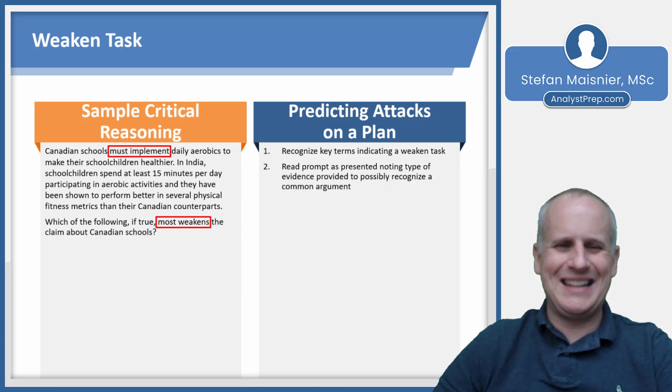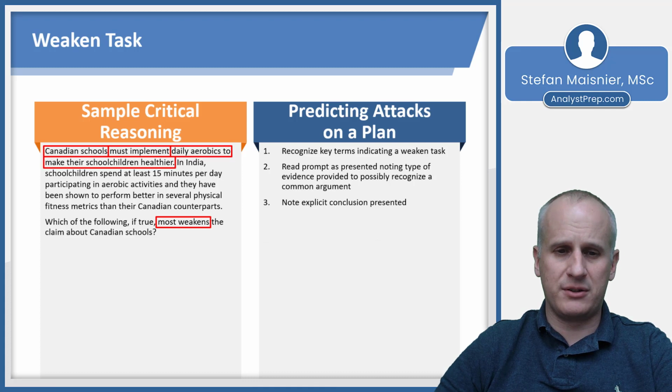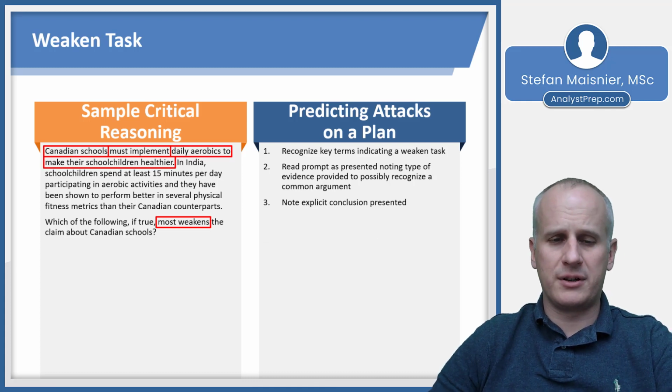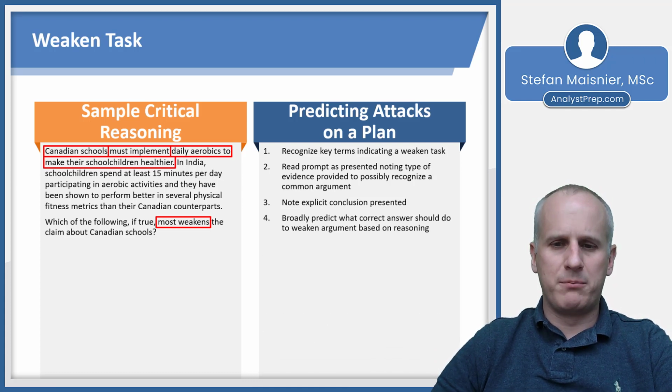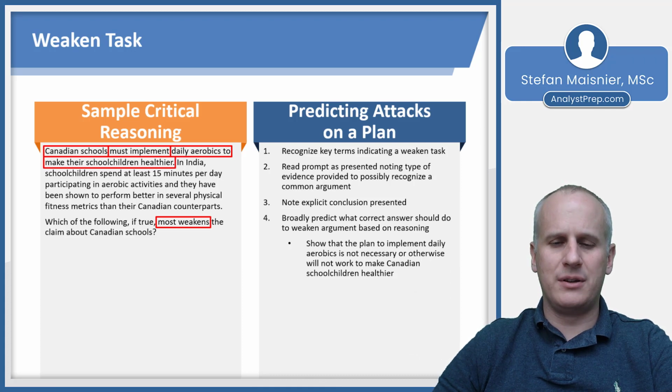Then we get the evidence. In India, school children spend at least 15 minutes per day participating in aerobic activities, and they have been shown to perform better in several physical fitness metrics than their Canadian counterparts. So the school children are performing better. And so we've got this evidence from India that is leading to why we have to implement the plan for Canadian schools. So our explicit conclusion is, of course, the full plan in the introductory sentence, that Canadian schools must implement daily aerobics to make their school children healthier. And we can broadly predict what the correct answer should do, and that's going to weaken the argument and show that the plan to implement daily aerobics is not necessary or otherwise won't work to make Canadian school children healthier.